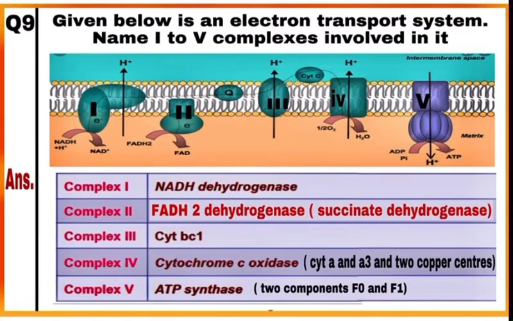Question 9. Given below is an electron transport system. Name 1 to 5 complexes involved in it. Diagram में देखिए, complex 1, it is NADH dehydrogenase. Complex 2 is FADH2 dehydrogenase or succinate dehydrogenase. Complex 3 is cytochrome BC1 and complex 4 is cytochrome C oxidase, which includes cytochrome A, cytochrome A3 and 2 copper centers. Now next is complex 5, which is ATP synthase, which has 2 components FO and F1.